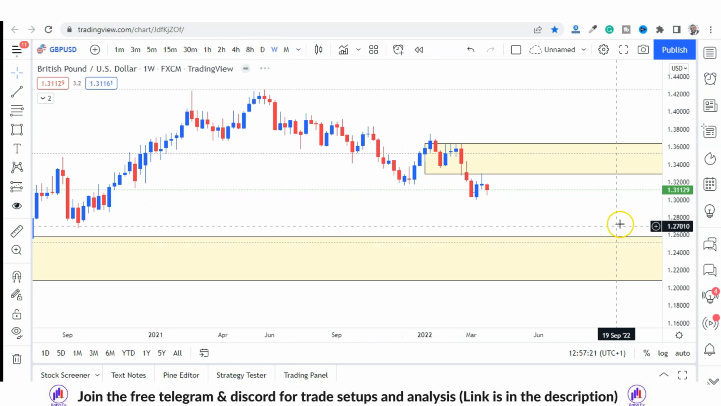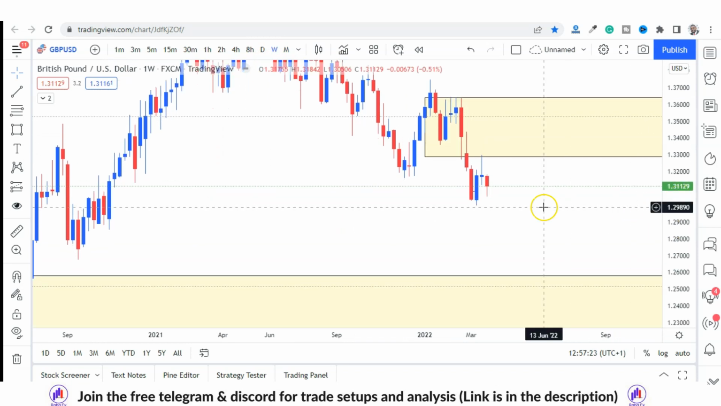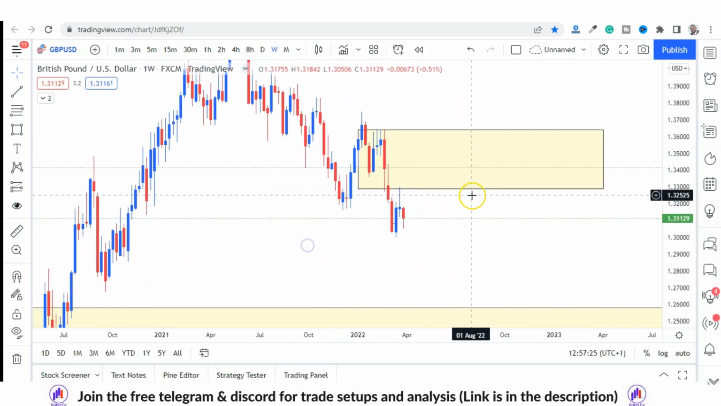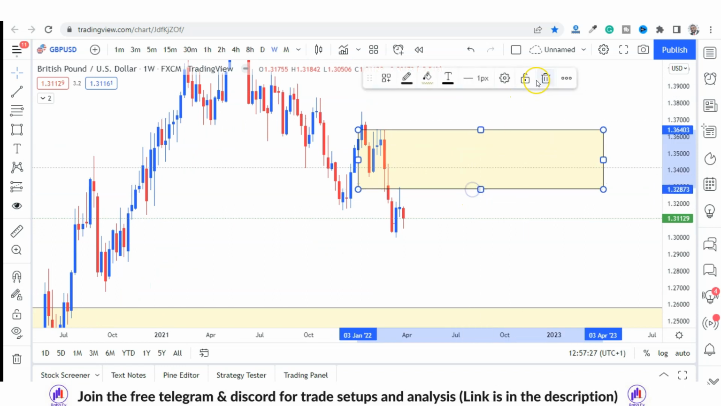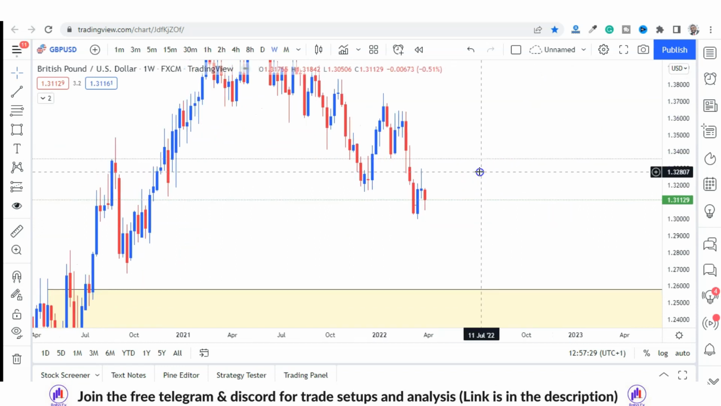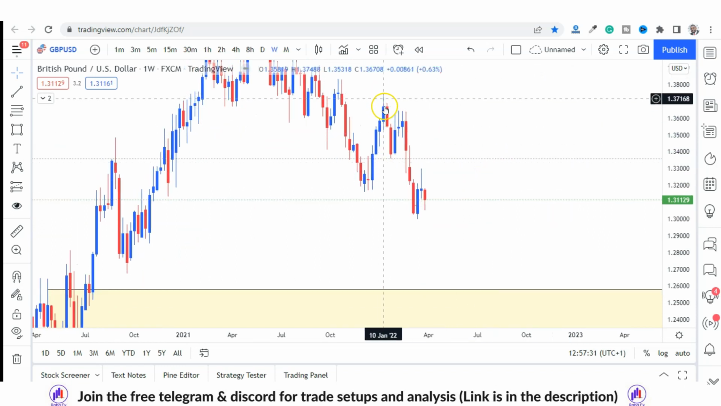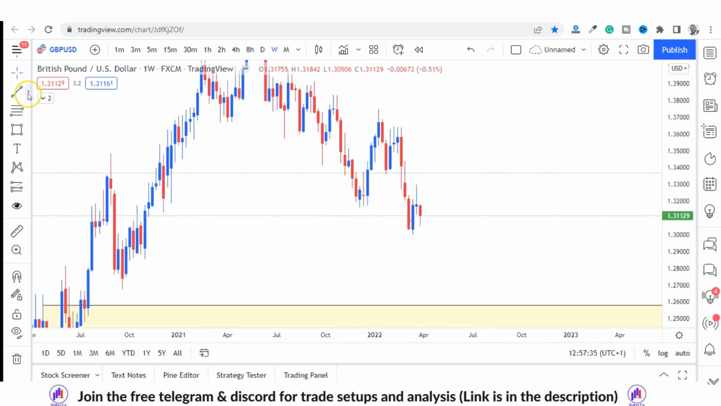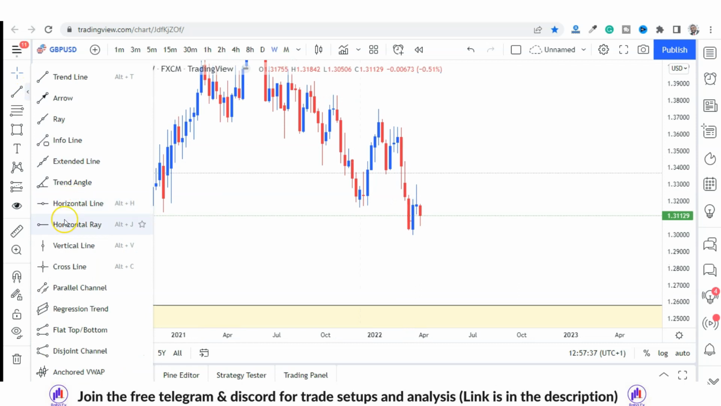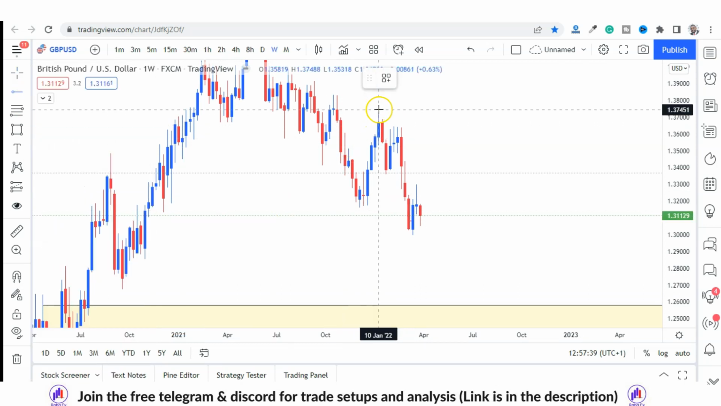On the weekly, what can we see? Now if you look at the weekly, let me take this off. You can see that this high broke structure. So let's call this our protective high.